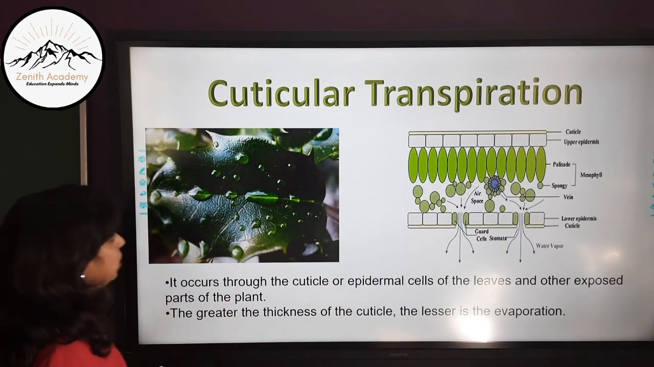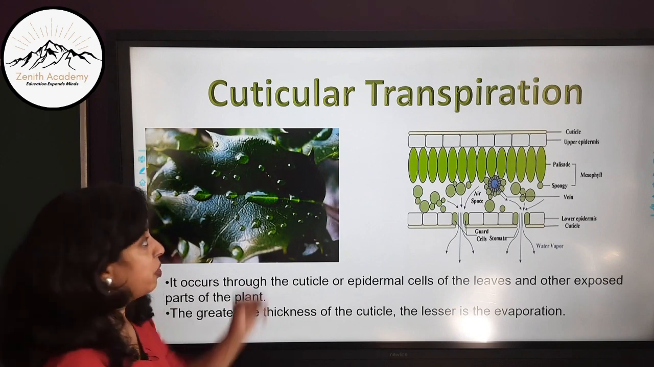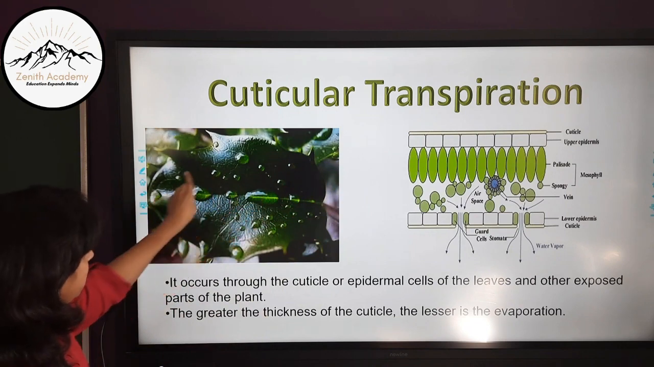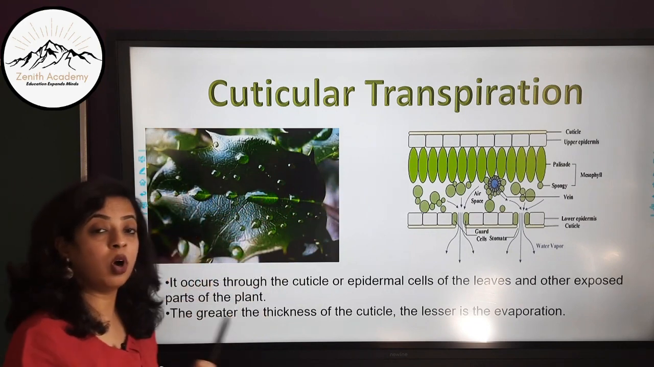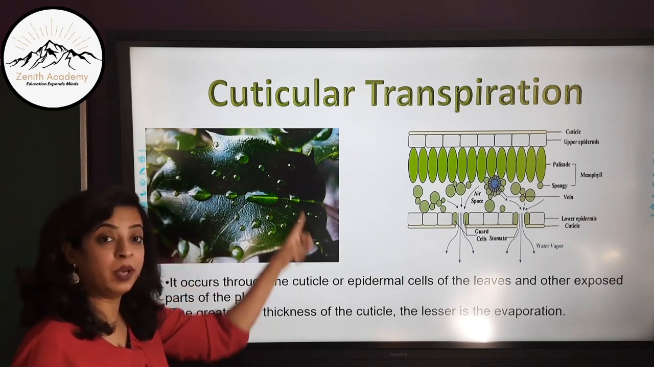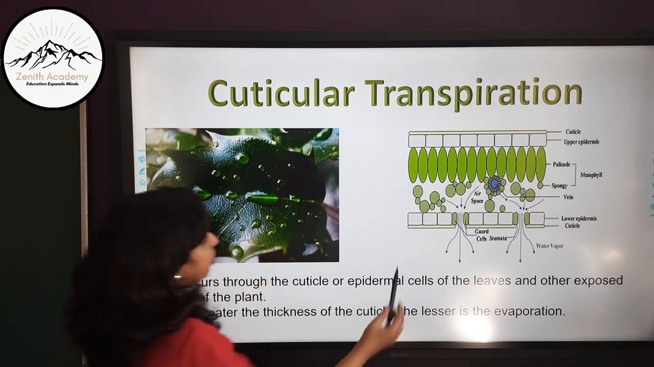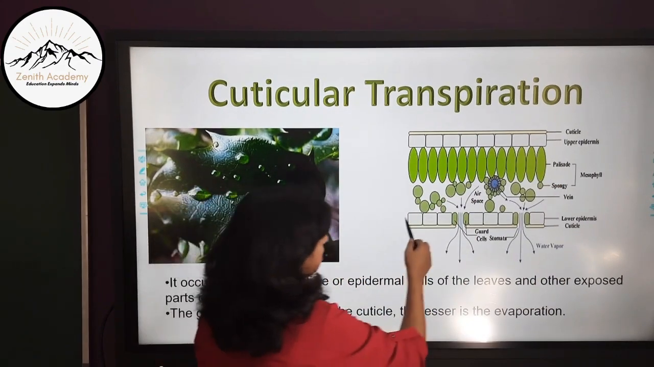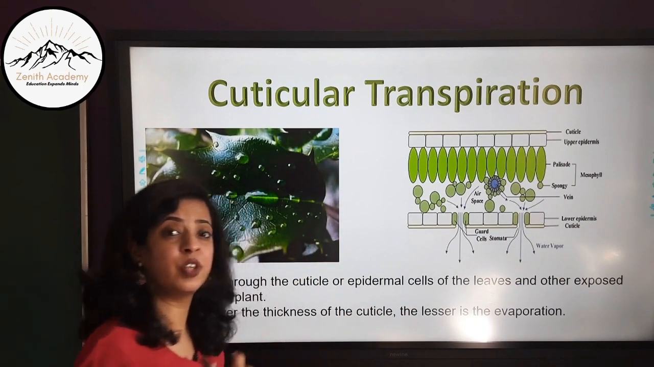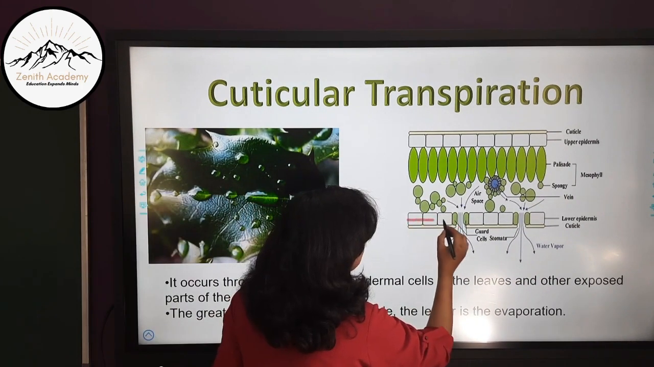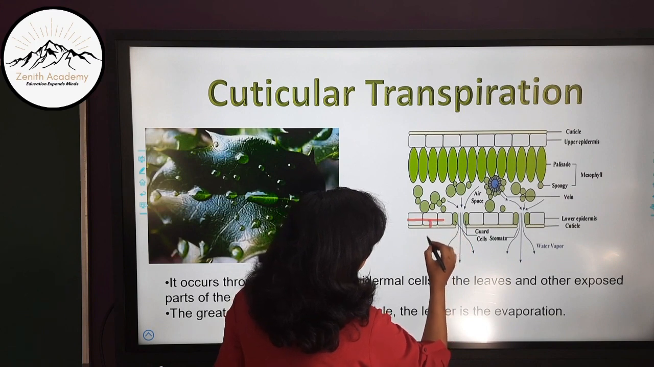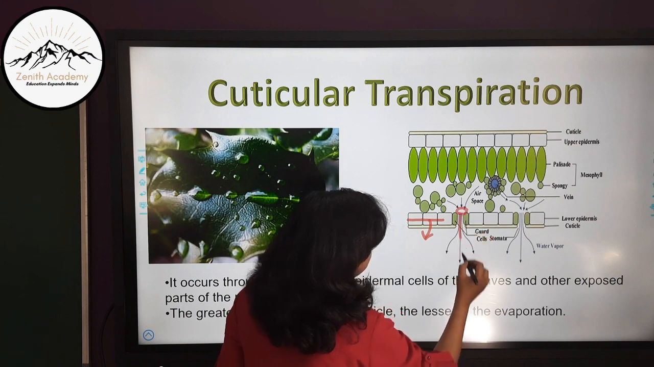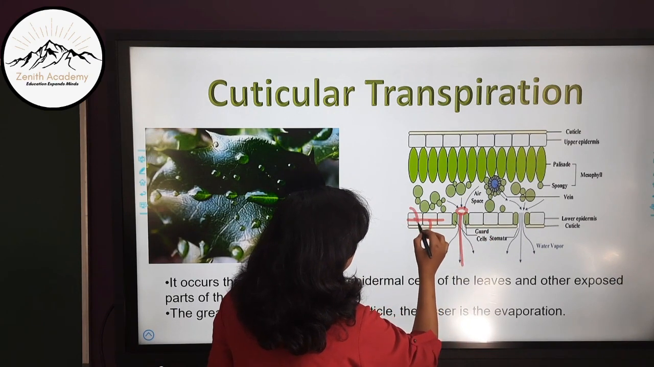Now let's talk about the second type of transpiration, that is cuticular transpiration. Can you see the water droplets coming out of the leaves? Now this is not water vapor, this is water droplets. We know that there is a cuticle here. When the epidermal cells become saturated with water, it can come out like this, not through the stomata. Through the stomata the vapor will come, but through here what will come?